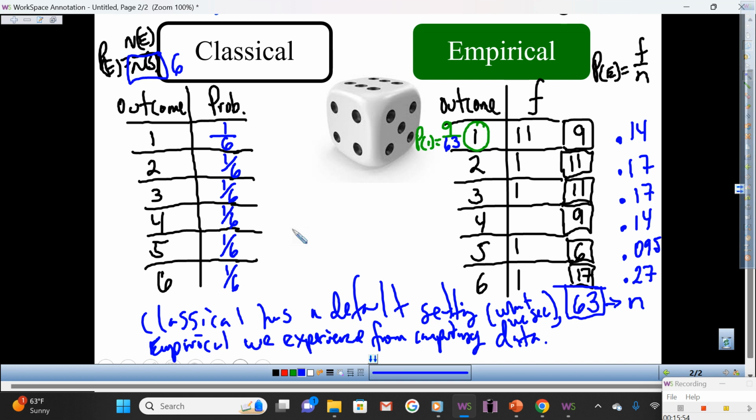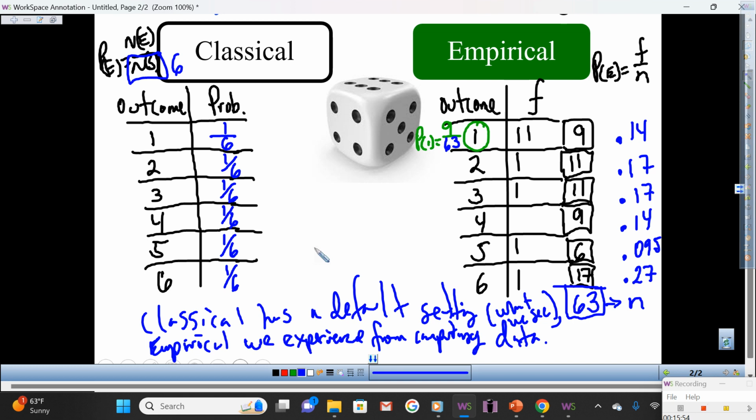How about empirical? What do we know from just the coin? No, until we do what? Record all the frequencies and see what the outcome is at the end. Okay? Now check this out.